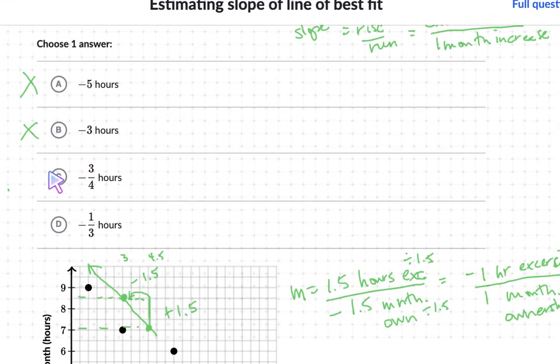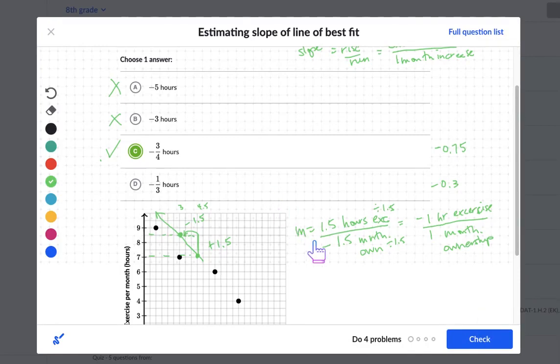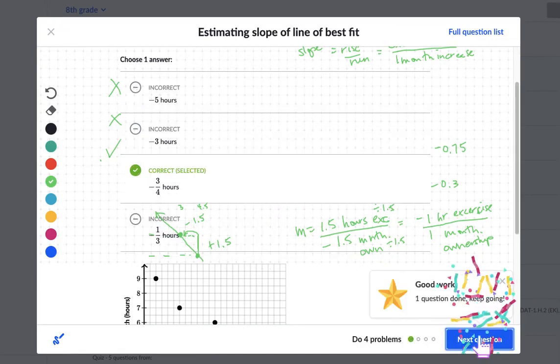This is -3/4. If you wanted to change it into a decimal by dividing 3 by 4, you get -0.75. And then this one's about -0.3. So the closest one would be C. And again, they probably just used a different line, but it is the closest one.